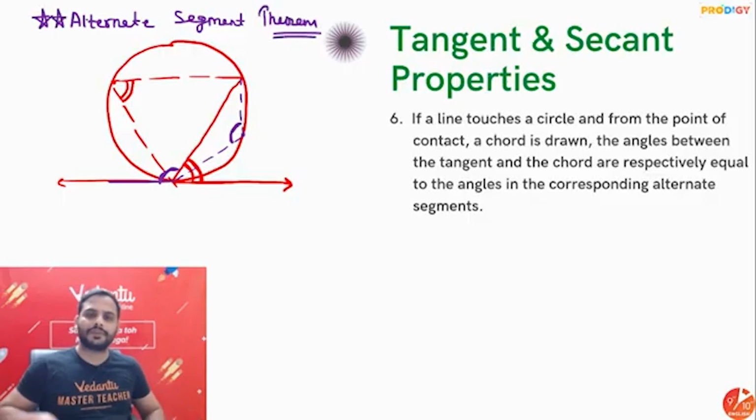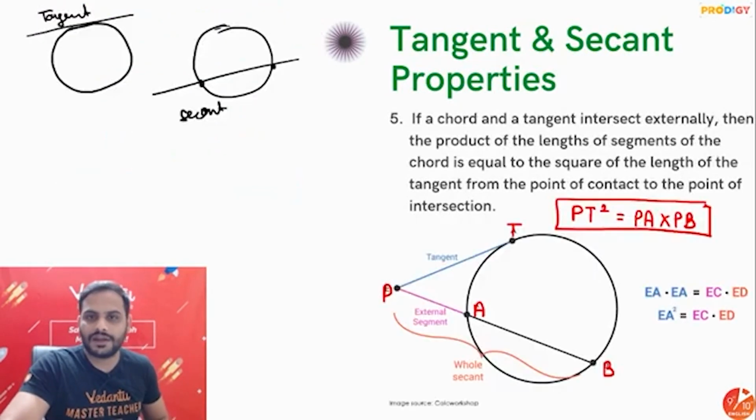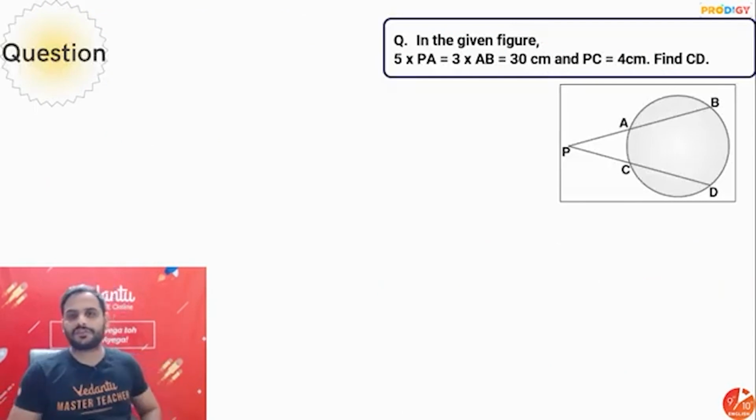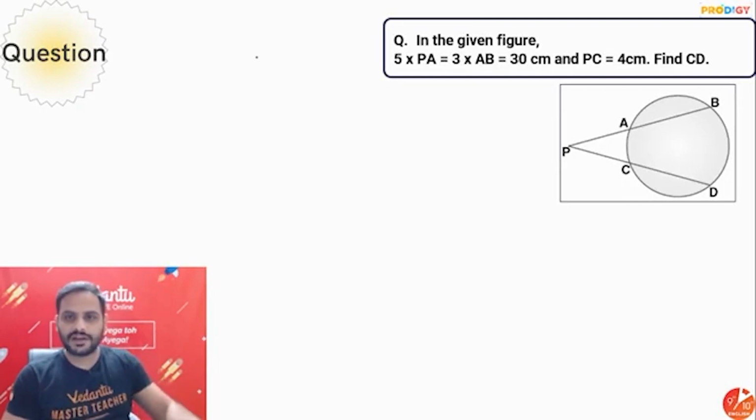Important. So these are the theorems in your topic. Let's solve some questions. The first question says: in the given figure, 5 times PA is equal to 3 times AB is equal to 30, and PC is 4. Find CD. So these three are given equal.